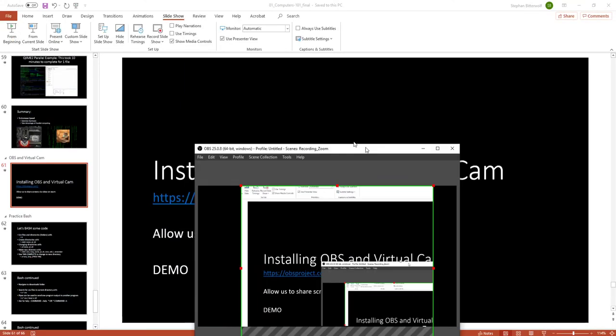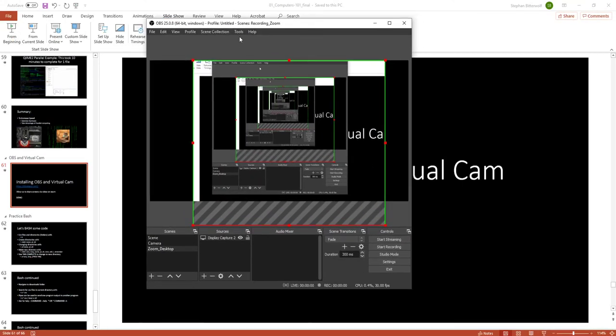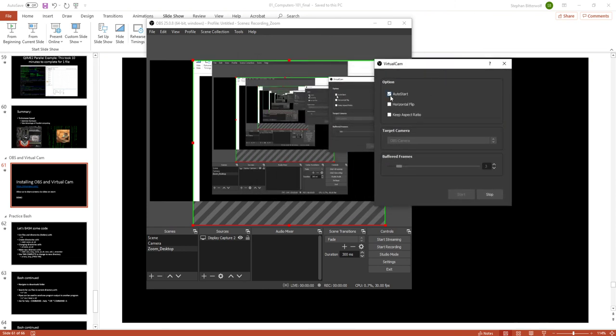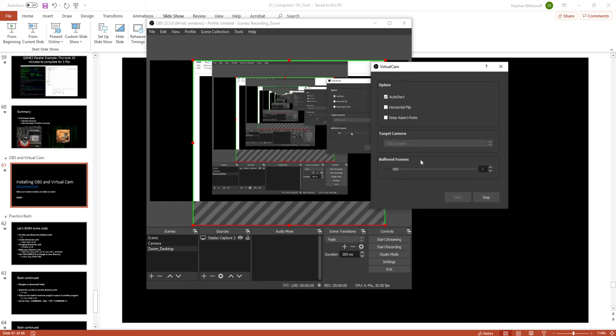How do you actually get it to work with Zoom? For that, you're going to go up to Tools. And all default installations right now have this thing called Virtual Cam of OBS. So just press that. It's giving you this option here. It says Auto Start. I would have that on. So that means whenever you open OBS, it is going to be automatically starting this virtual cam driver for Zoom to use.